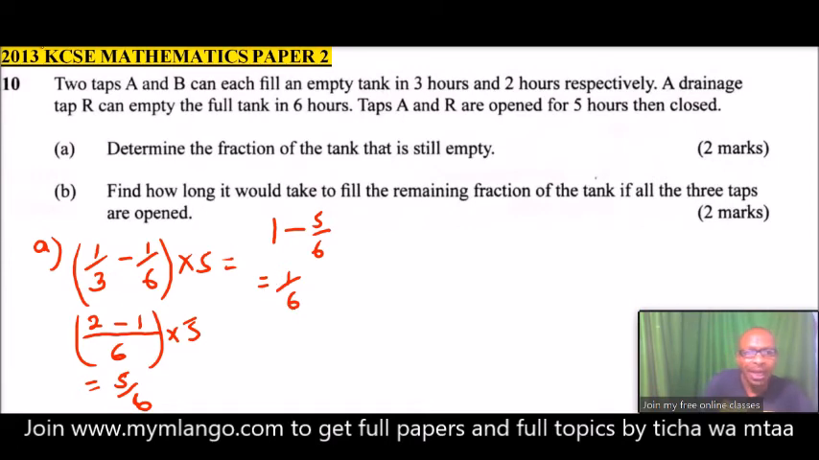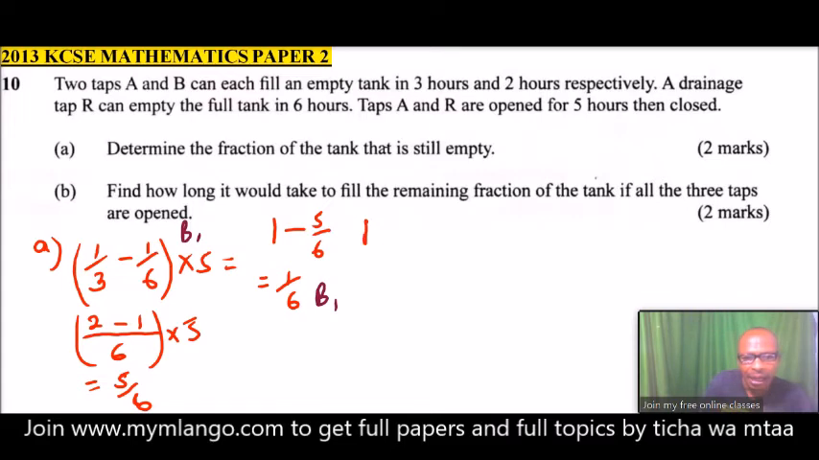And once you do that, then you should be able to get 2 marks. So you get a bonus mark for the answer, and you also get a bonus mark for this. All right, so once you do that, let's go to B.